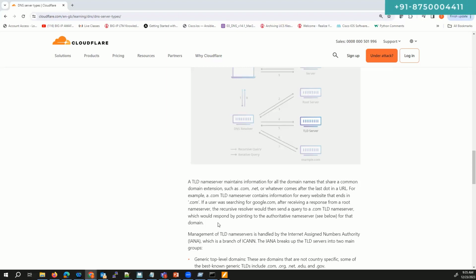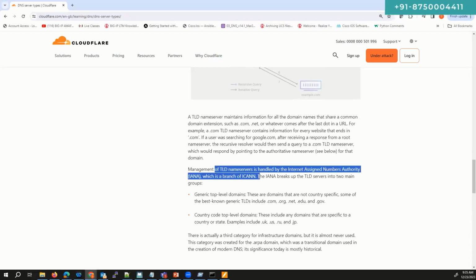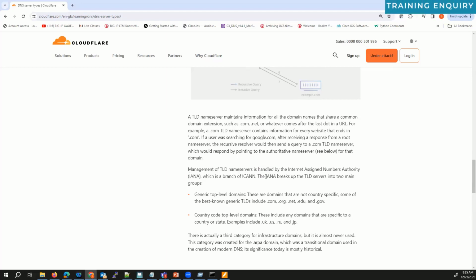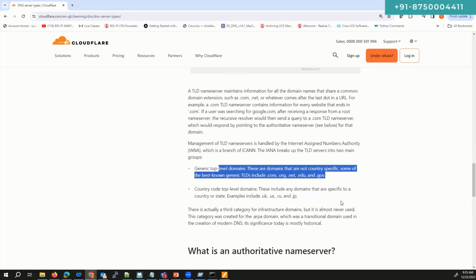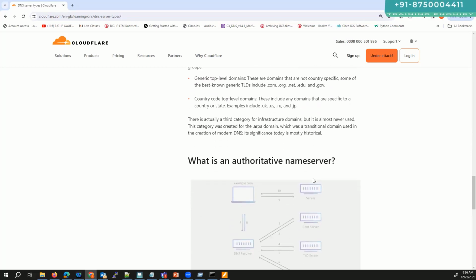Okay. All right. So TLD, now you know the meaning of TLD, right? Top level domains. The top level domains are handled by the IANA, which is a branch of ICANN, and IANA breaks up the TLD servers into two main groups: the generic top level domains, like .com and .org, and then country code top level domains, like .jp for Japan, .in for India, .uk for United Kingdom, .us for United States.